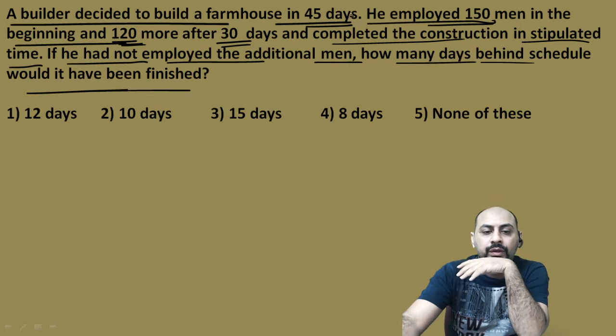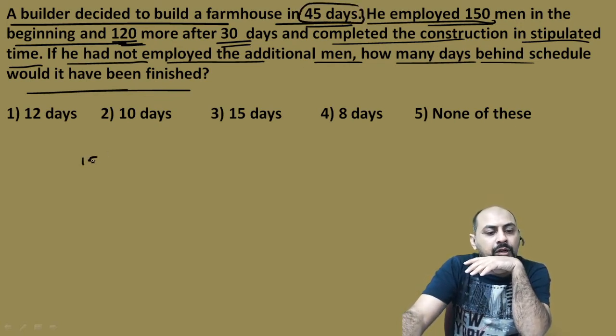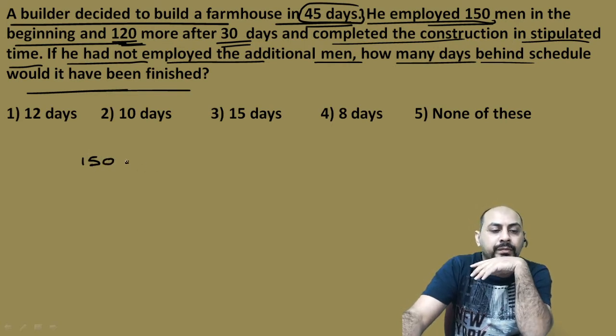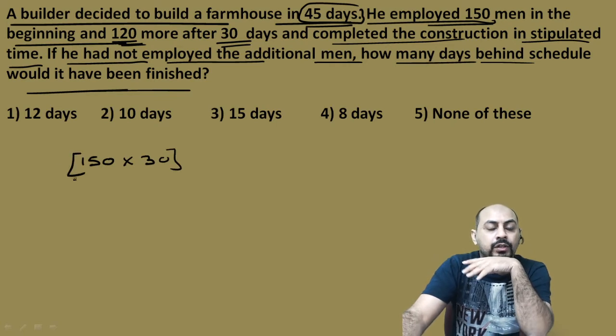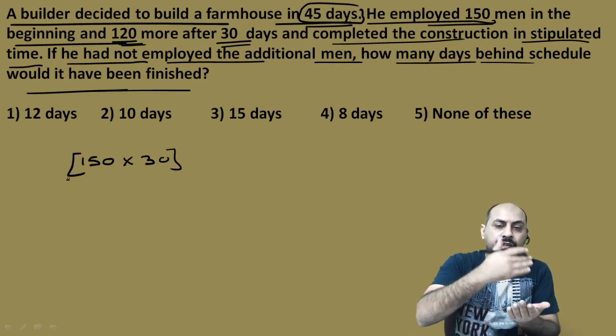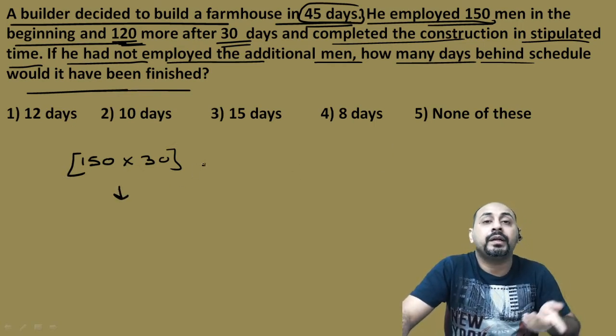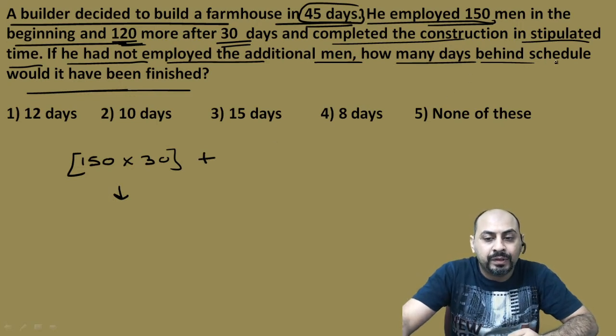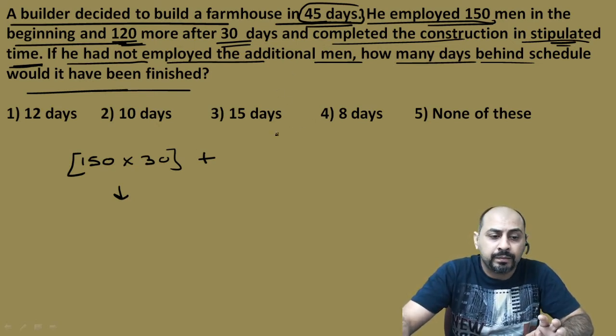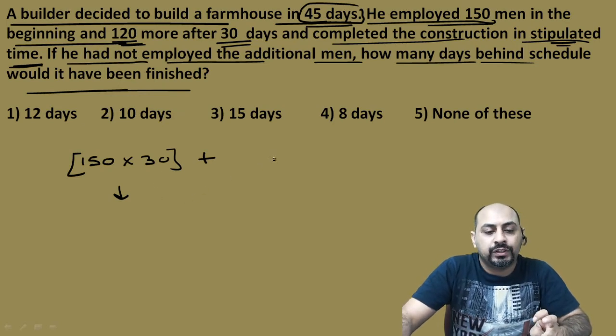Now, what is happening over here? The total time given to us is how many? 45 days. He employs how many people? He employs 150 men. And for 150 men, they worked for how many days? 30 days. So a part of work in the first 30 days was done by 150 men. The remaining part was completed in the stipulated time. So how much time do we have at hand? Out of the 45 days that the work was supposed to be done, we've already consumed 30 days. So we'll be left with how many days? 15 more days.